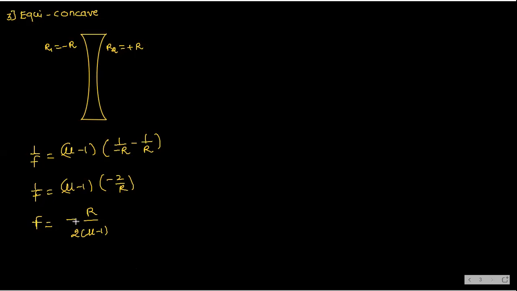Clear? The difference between equiconvex and equiconcave is the minus sign. Why is it coming? Because if we consider the concave lens, the focus is on this side, but for the convex lens the focus is on this side. That's why you are getting the minus sign and plus sign. That you know, right?